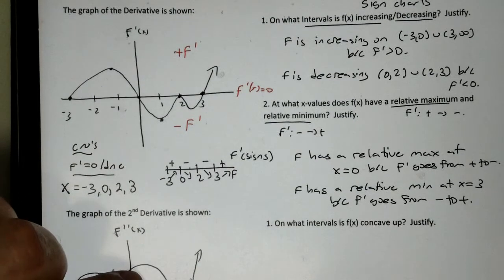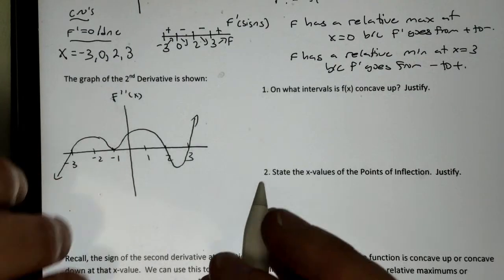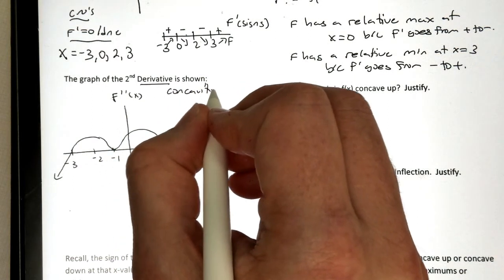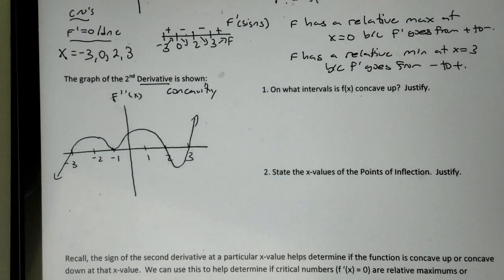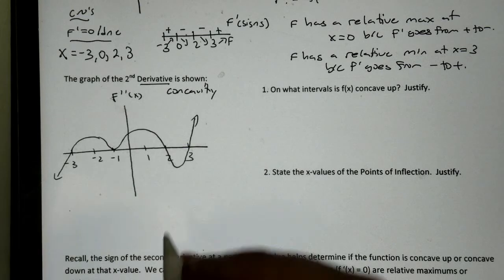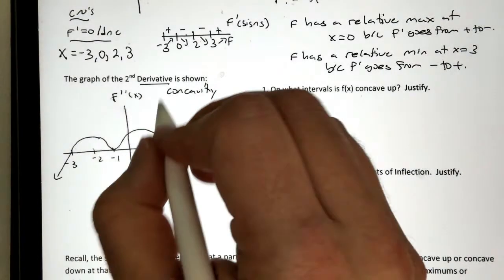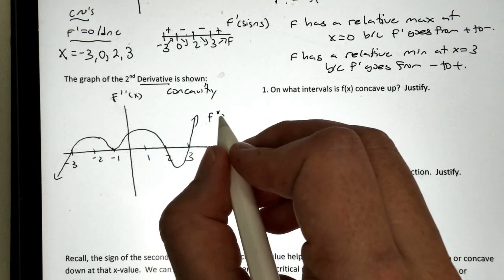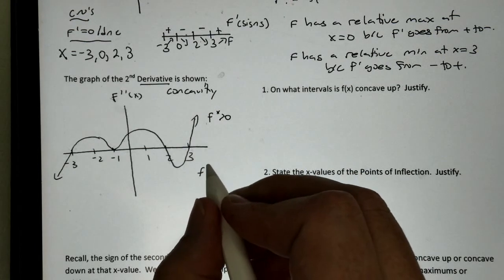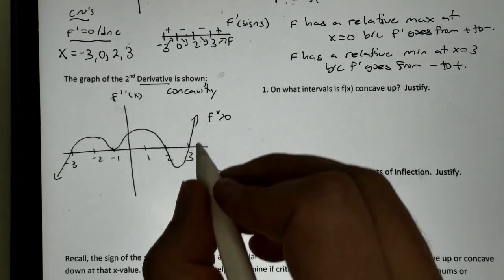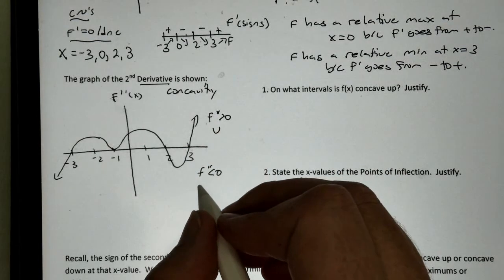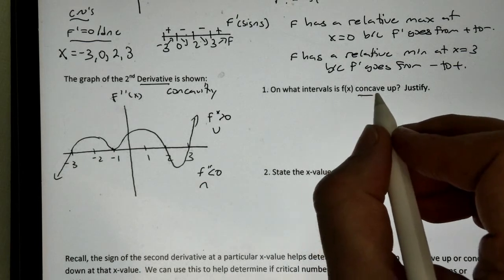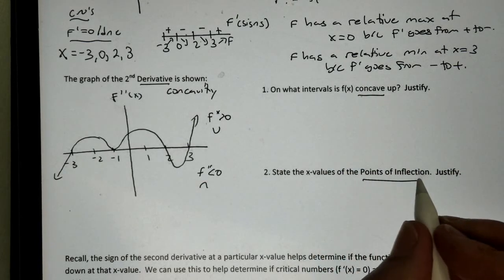All right, so now let's say we're given the graph of the second derivative. Now remember, the second derivative gives us concavity. Sugar gives us cavities. Second derivative gives us concavity. And if this is a graph of my concavity, we know that the second derivative is positive above the x-axis, so concave up, and the second derivative is negative below, so concave down. We are going to find out where the function is concave up and whether we have any points of inflection.